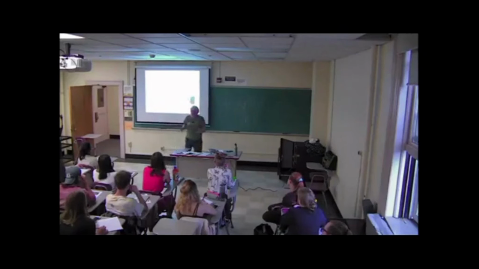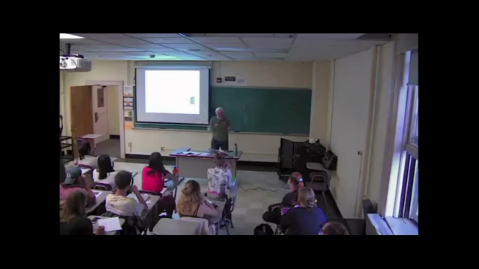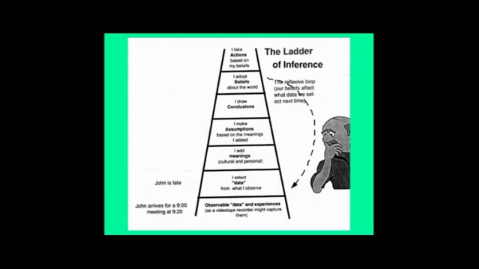Somebody arrives at a meeting. The data that you see, if you had a video camera looking at the situation, is that John, due at 9 o'clock for a 9 o'clock meeting, arrives at 9:20. The observable data is just that. That's the videotape data. But what we do with that immediately, without thinking, is we add meaning to that. John is late.